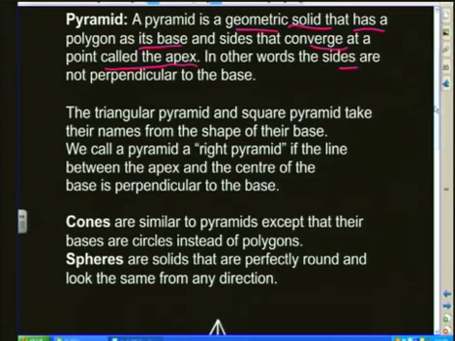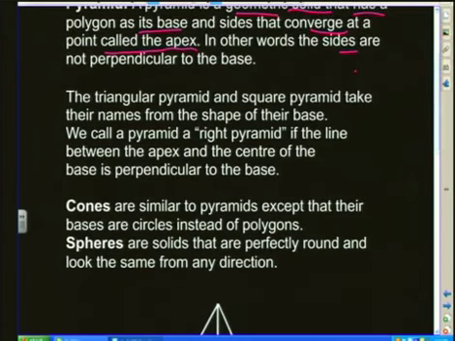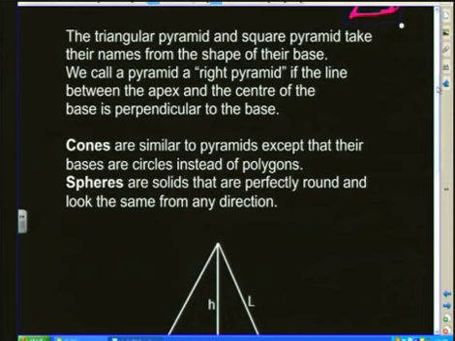If you have a look at what we saw just now, which was that triangular pyramid, I'm just drawing a rough idea of what the base would look like. The sides here were not perpendicular to the base. Obviously, we're looking at a 3D shape, and my 3D drawing is not very good. But the sides are not perpendicular to the base. The triangular pyramid and the square pyramid take their names from the shape of the base, and we call a pyramid a right pyramid.